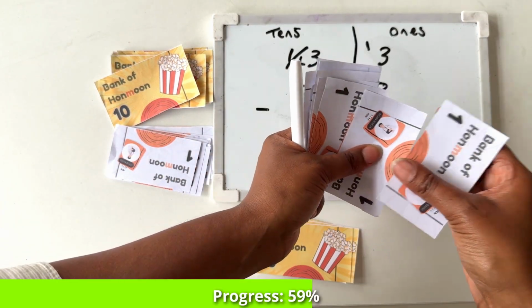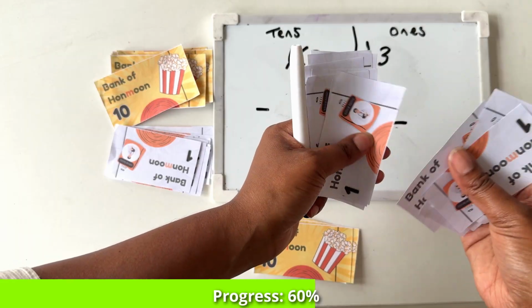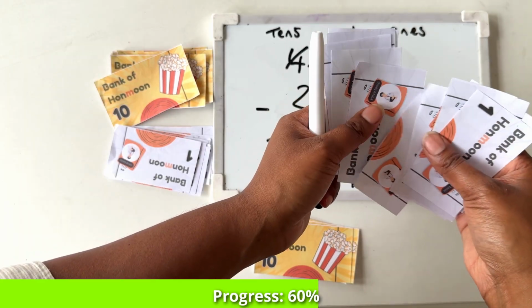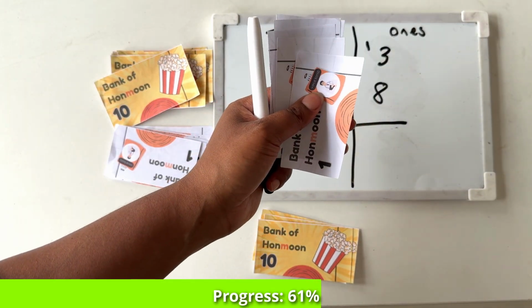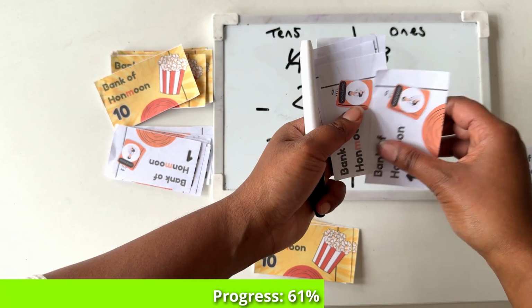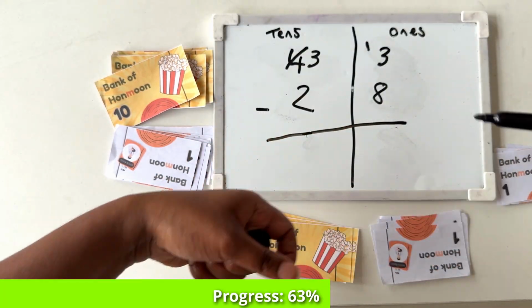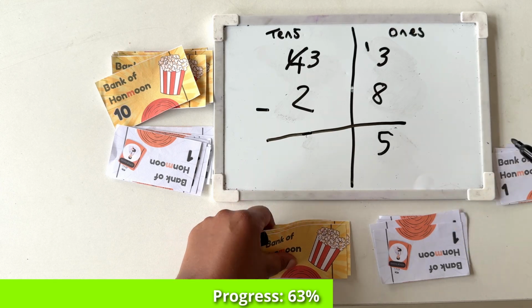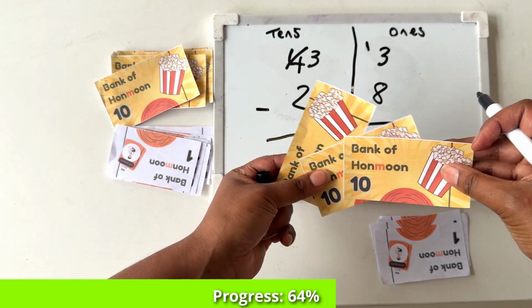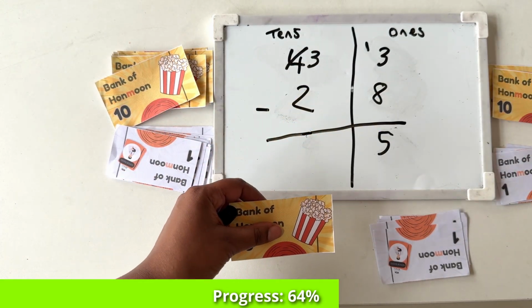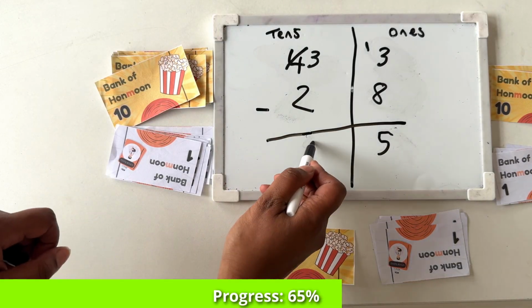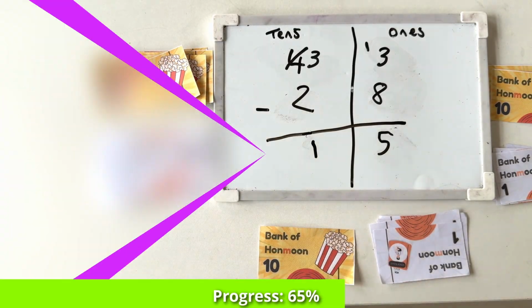Minus 8. 1, 2, 3, 4, 5, 6, 7, 8. Move that over here, which leaves us 1, 2, 3, 4, 5. Our tens column has 3 in it. And we take away 2, which leaves us with 1. Which leaves us with 15.